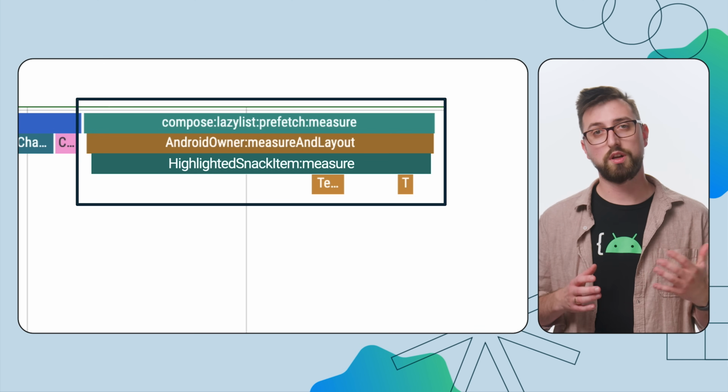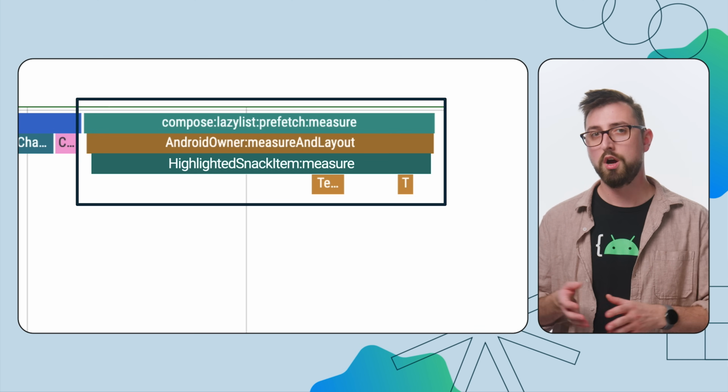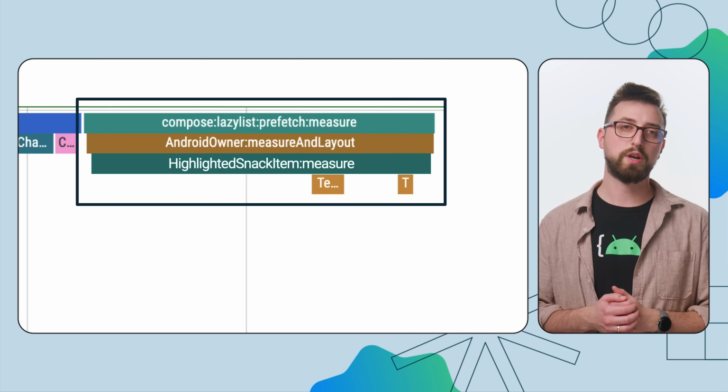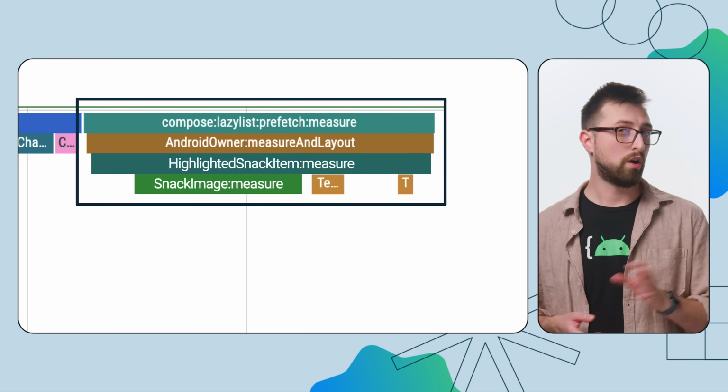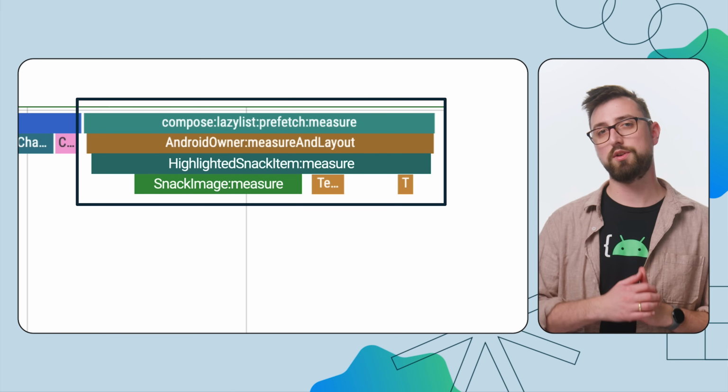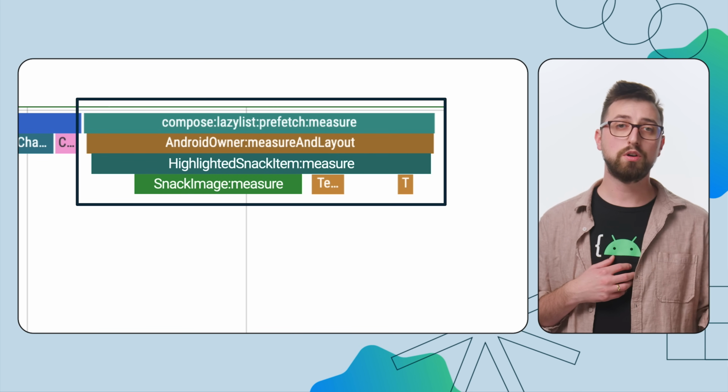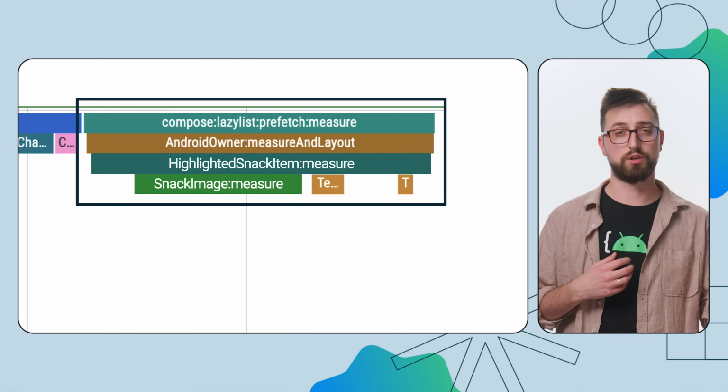This can be helpful if you have a custom layout composable, or just if you want to get more information on how long it takes to measure and lay out any composable. Also, if you nest these layout modifiers, you can also see how long that nested composable took to measure.